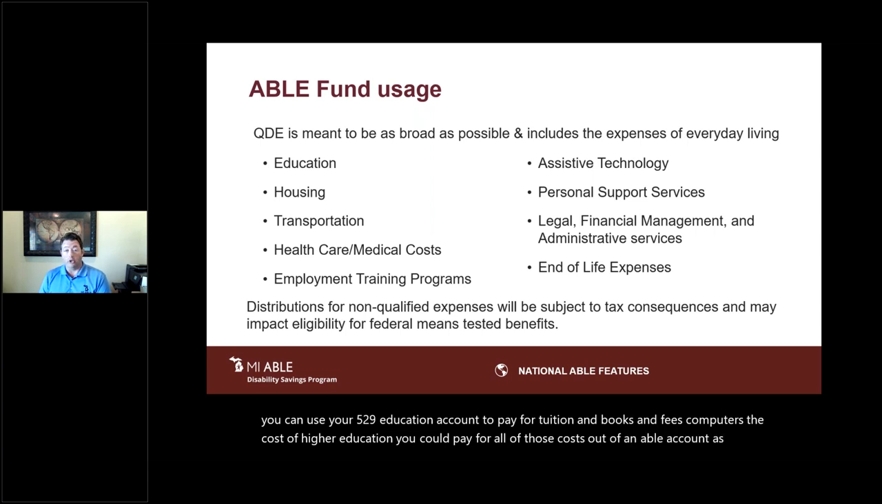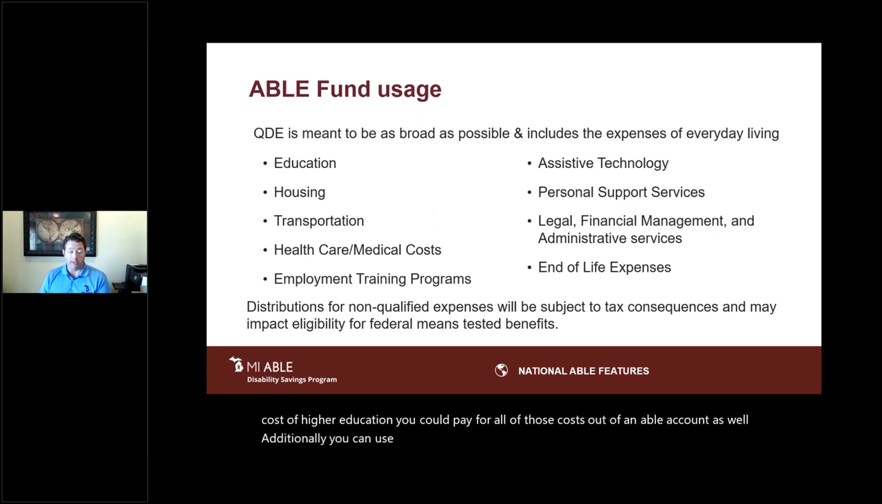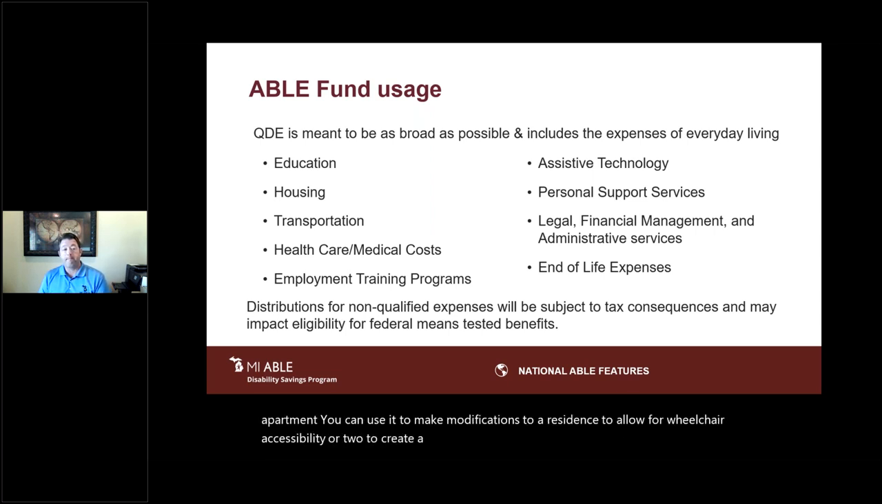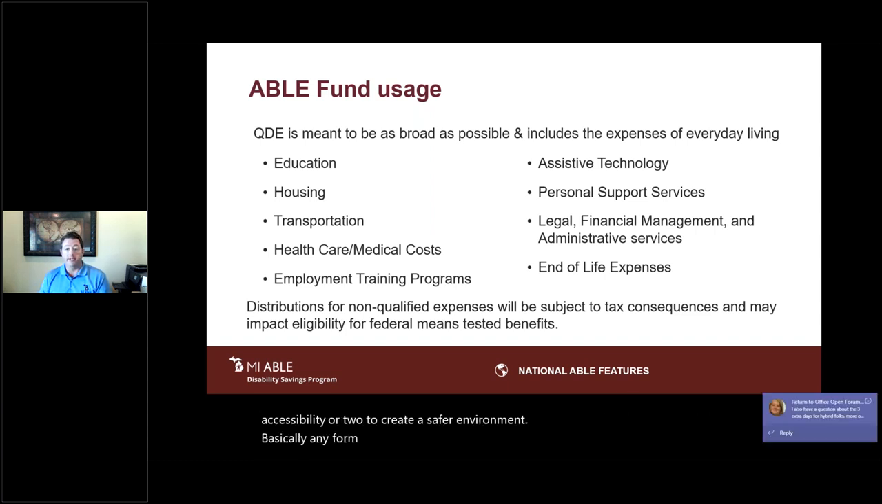Additionally, you can use your ABLE account to pay for housing, rent, mortgage, utilities. You can use it to save for a down payment on a condo or an apartment. You can use it to make modifications to a residence to allow for wheelchair accessibility or to create a safer environment. Basically, any form of housing or anything that's going to help with the cost of housing is an allowable expense. You can pay for your property taxes out of an ABLE account.